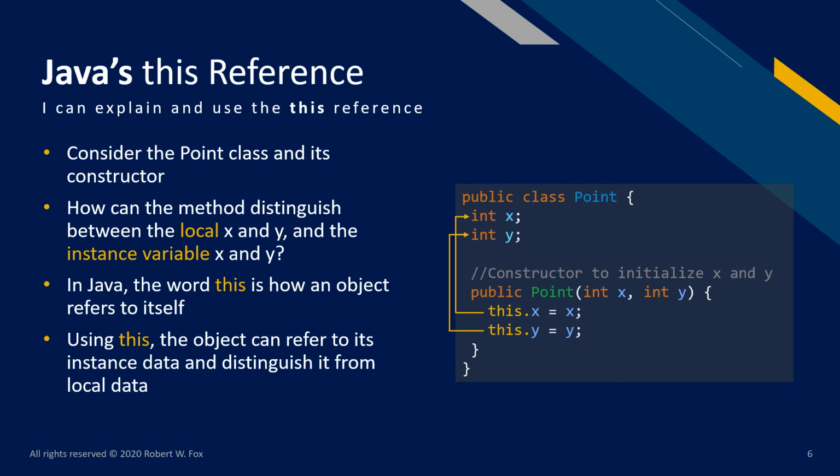And so what is actually happening now, you can see it with the arrows, is I'm saying change the instance x to the parameter x, change the instance y to the parameter y. Again, not something you have to do, but you do need to know about the this reference, and this is a really good example of where you might actually use it. It is actually incredibly common for programmers to write their constructors in this way, where they do use the exact same variable names and then use the this reference to distinguish between the parameters and the instance data.